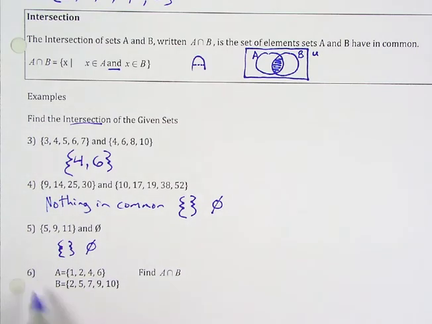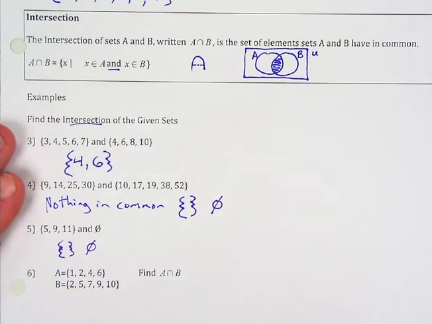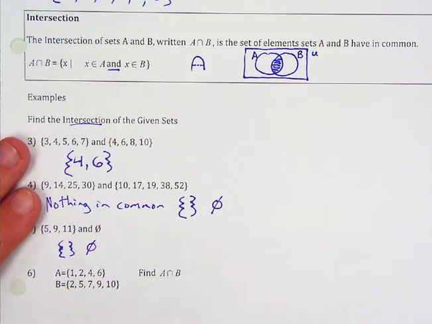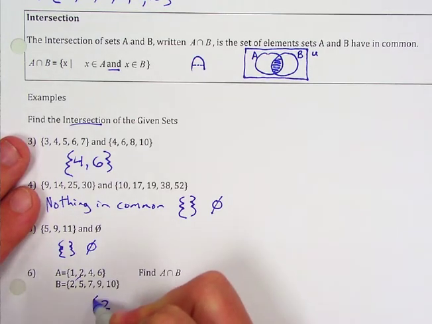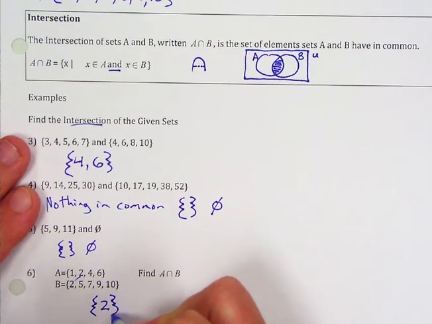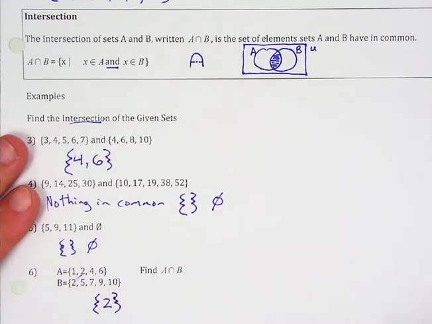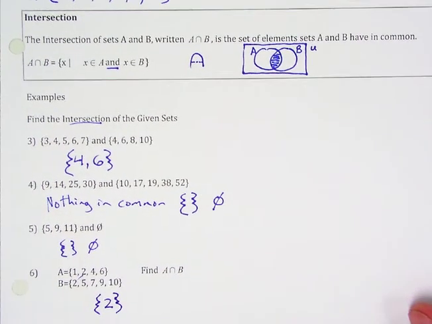Alright, number 6, we were given two sets, A and B, and it says find the intersection. So you're probably getting the hang of this. You can try it now. As I'm looking at this, what do I see in common? Looks like 2 is the only thing. So it's the set that contains 2 right there. All right, let's move on.